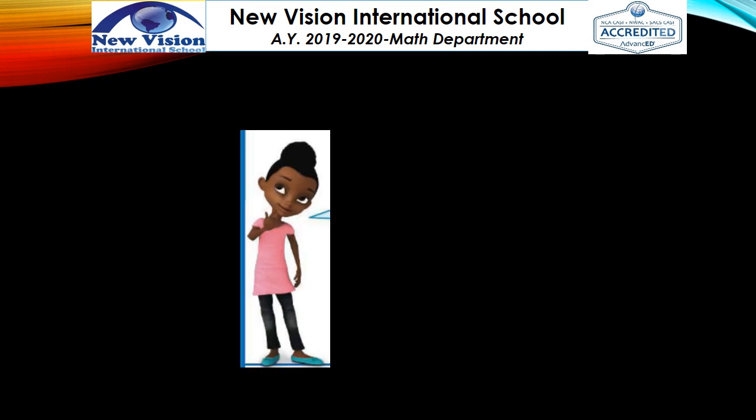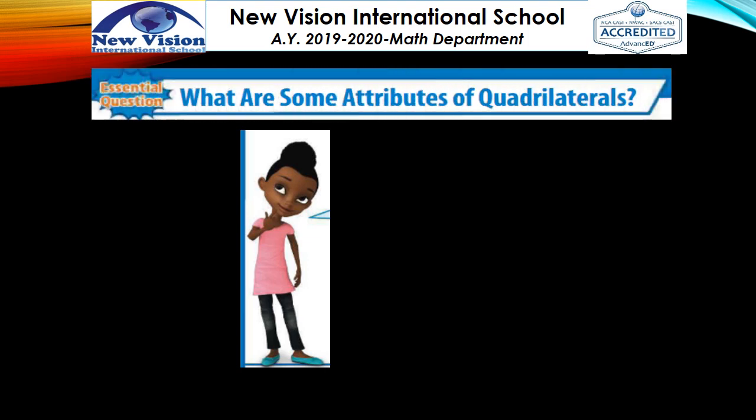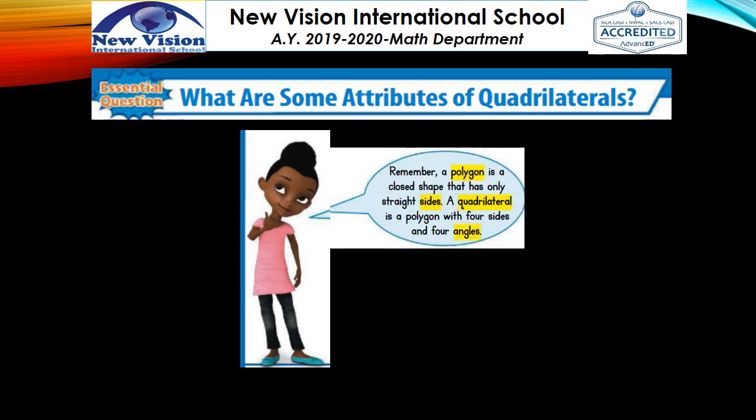Okay, now let's go to page 812 of your book. We have here the essential question: what are some attributes of quadrilaterals? The essential understanding of this lesson is that quadrilaterals can be described and classified by their sides and angles. So what are some attributes of quadrilaterals?